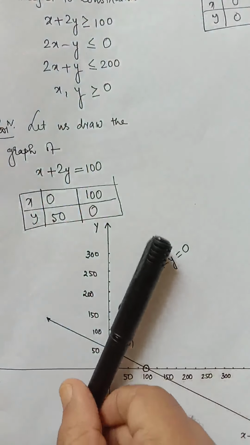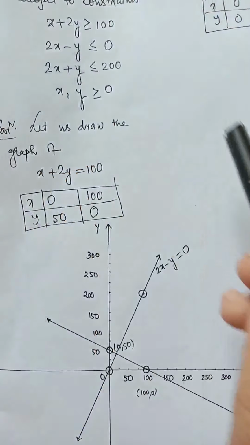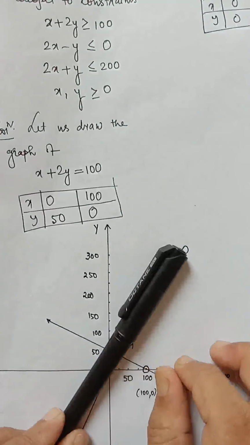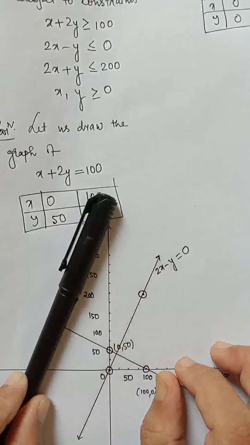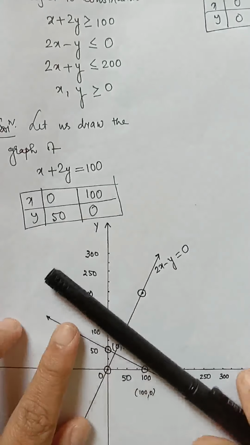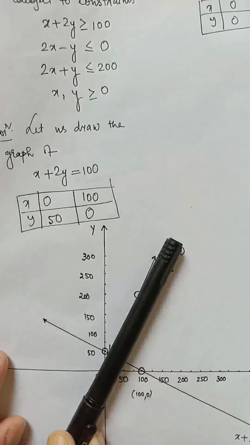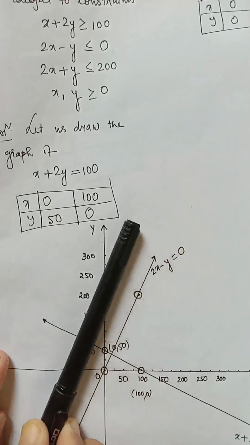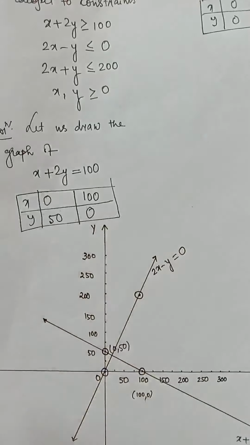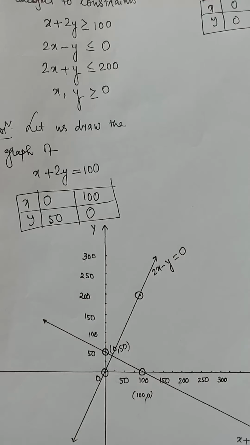So the solution set of this 2x minus y less than or equal to 0 is this part, this half of the straight line. For the first line, the solution set was this part. For the second inequation, the solution set is this part. Okay. Next, I will draw the third straight line.